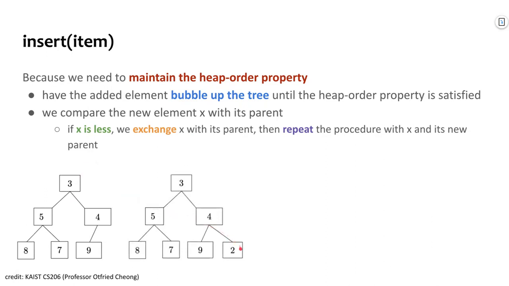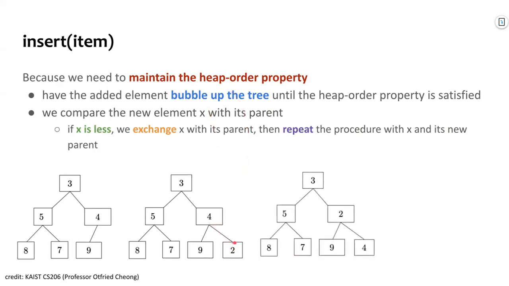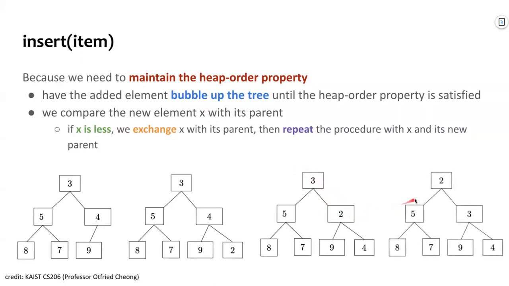So let's say we want to add 2 here. Then what we are going to do first is just add this new item at this position. And we're going to make this node bubble up until the heap order is regained. So we compare 4 and 2, and 2 is smaller than 4. So we're going to swap these two values. Like this. And at the next level, which is the second level here, we're going to compare 2 with its parent 3 again. And because 2 is smaller than 3, we're going to swap these two values. Then 2 will be the new parent.